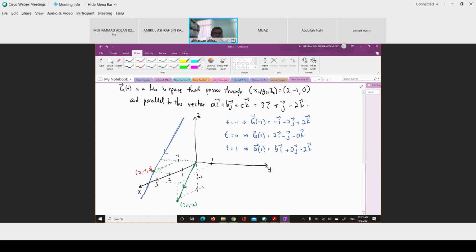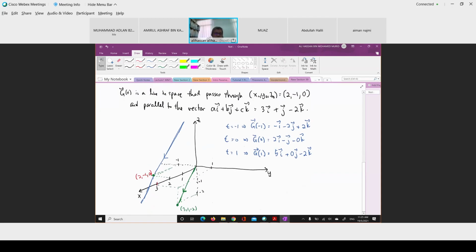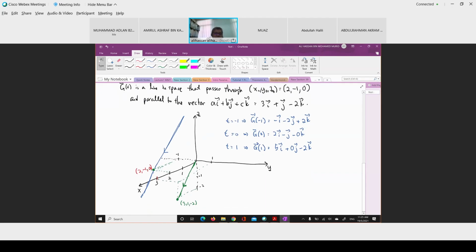We can do, actually this is enough. Yeah, this is enough. I mean, no need to plot the points. No need. I'm just doing extra work here. But actually, what I've shown you is enough, right? If you know a point and you know the vector to which it's parallel, that's enough. The calculation t equal to minus 1, t equal to 0, t equal to 1 is actually just extra work here.